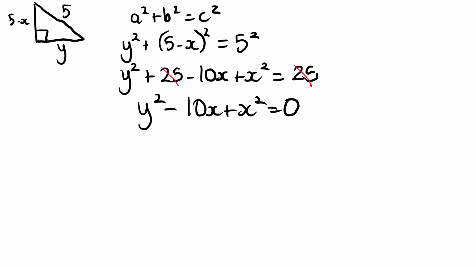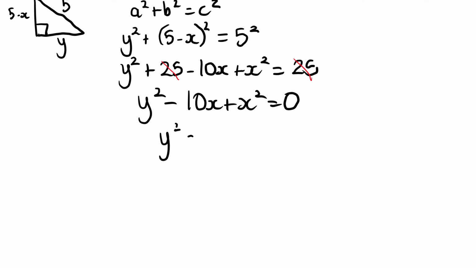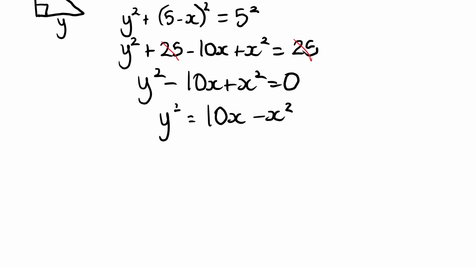So now what I'm going to do is solve for y, and so we get y squared equals 10x minus x squared. And if we square root both sides, we get that y is equal to the square root of 10x minus x squared.